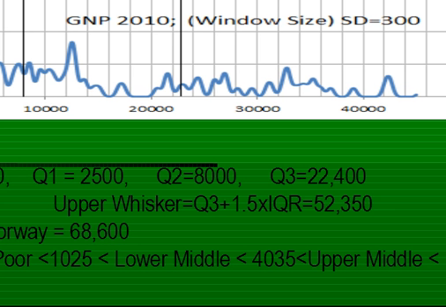the point here is to just show the relationship between the density estimate and the box plot. So we look at the box plot data. The minimum GNP per capita is 300. The first quartile occurs at 2500 roughly. So that's pictured by the vertical line. The second quartile is at 8000 and the third is at 22,400.